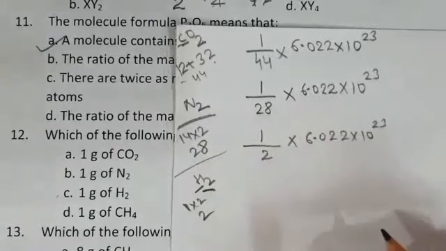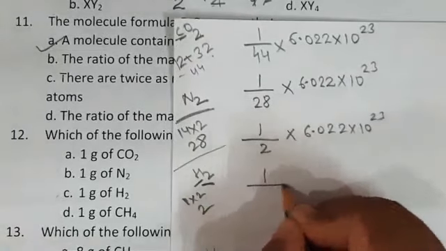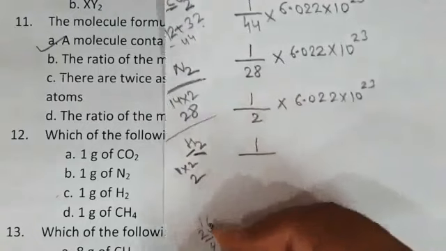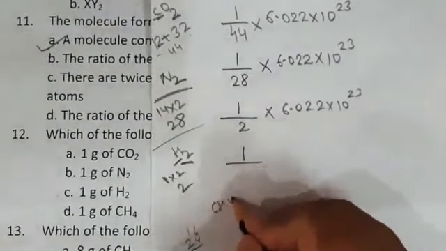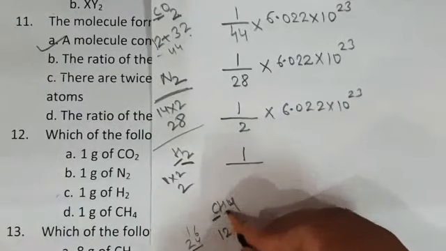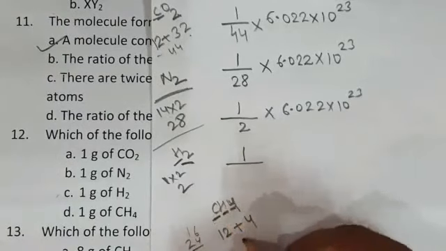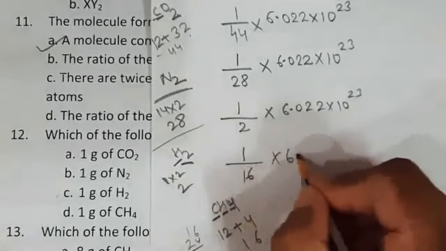Calculate for the fourth: 1 gram of CH4. Given mass is 1. For CH4, what will be the molecular mass? Carbon 12 plus hydrogen 4, 12 plus 4, 16. So 1 divided by 16 into Avogadro's number.